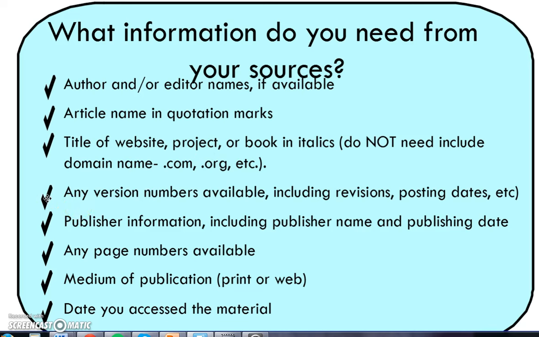Again, for most of these, you're going to see just posting dates for articles. However, you may see certain updates. If the article was updated at a certain time, you're going to want to include that information as well. Next is publisher information, any page numbers available. Again, with an article on a website, that likely won't be there, but if it is there, you need to include it.